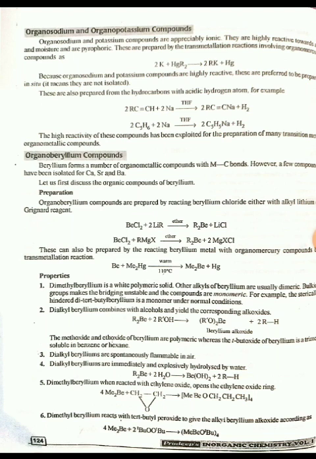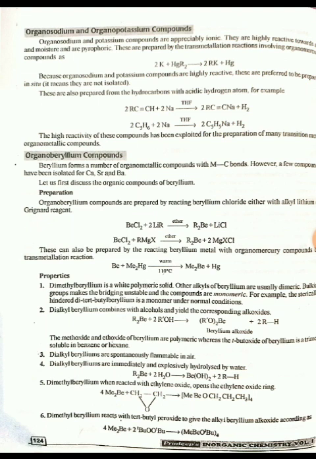Organoberyllium compounds. Beryllium forms a number of organometallic compounds with M-C bonds. However, a few compounds have been isolated for calcium, strontium, and barium. Let us first discuss the organic compounds of beryllium. Preparation. Organoberyllium compounds are prepared by reacting beryllium chloride either with alkyl lithium or Grignard reagent. This can also be prepared by reacting beryllium metal with organomercury compounds by transmetallation reaction.